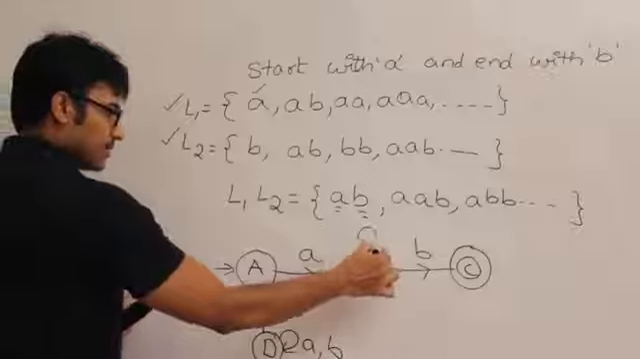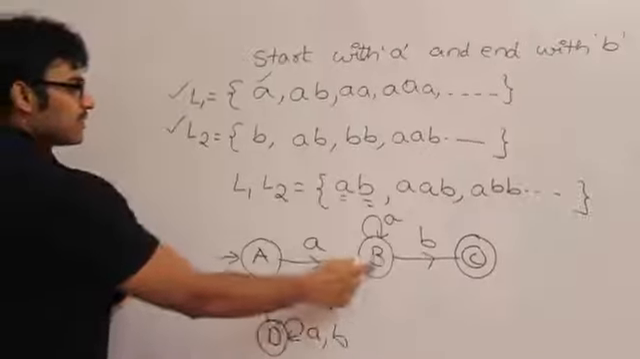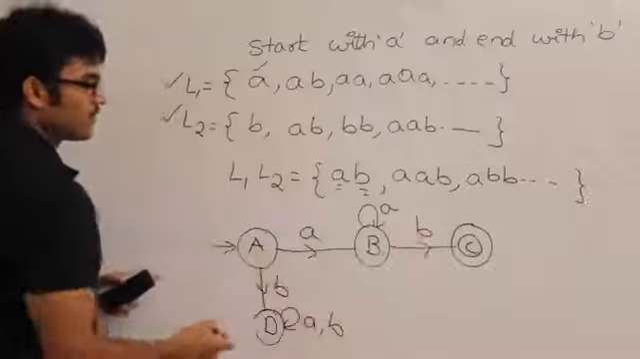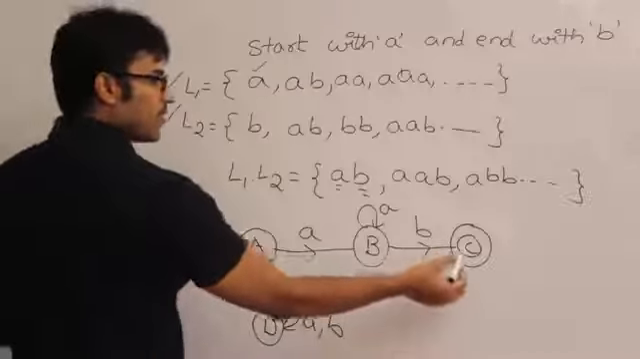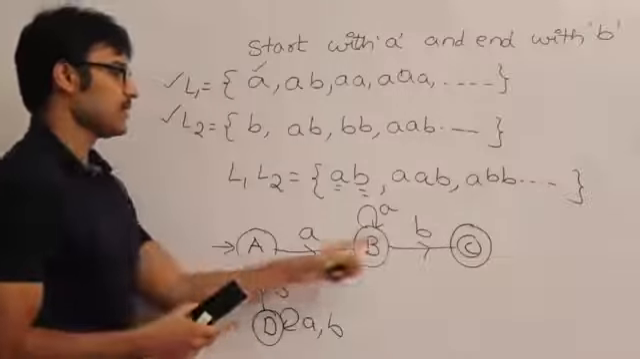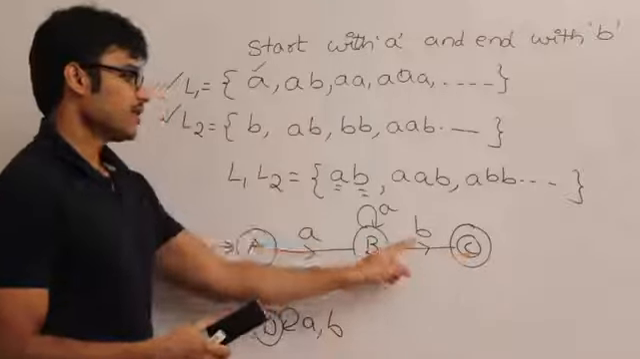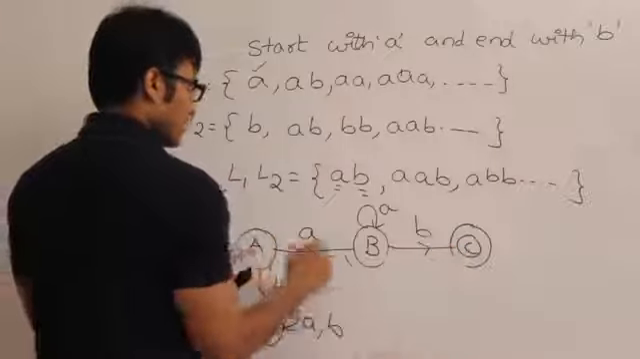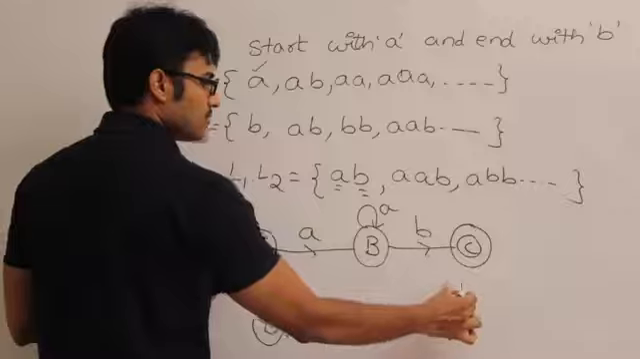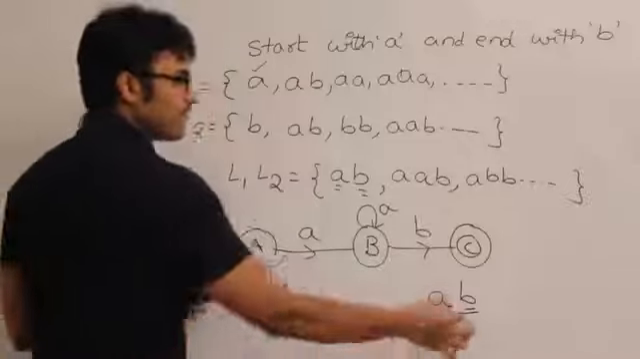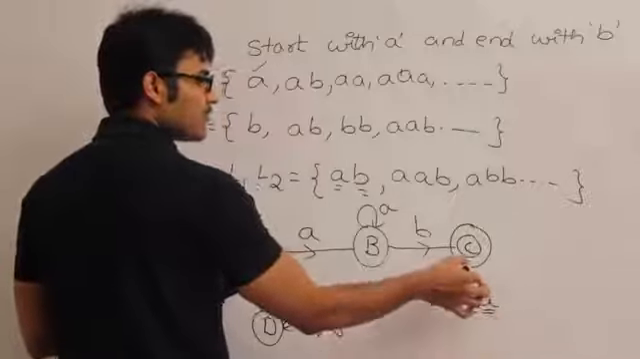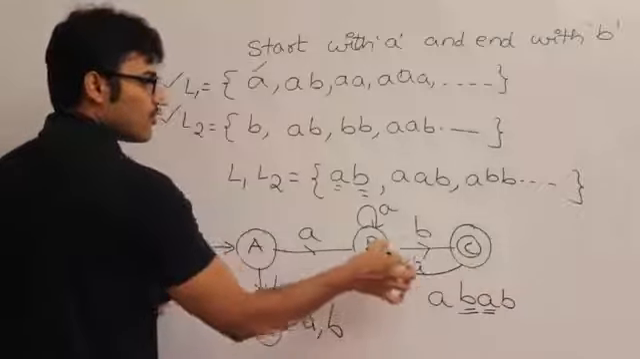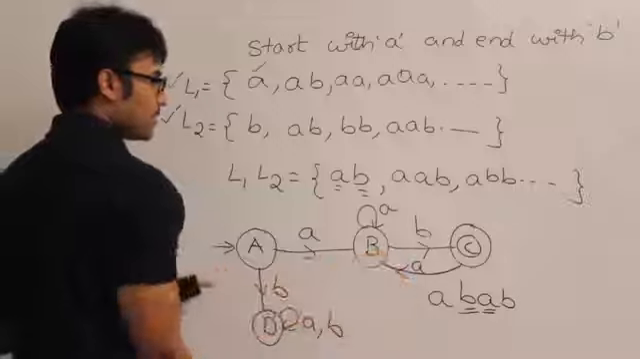So for any number of A's, it should not change the state. It is waiting for the b. Once it sees b, it will think that this is the last b and send it that way, right? And what does C do? Whenever we reach C, we are ending with B. We reached C on seeing AB, all these strings ending with B. Now if I see A, C has to wait for one more B to accept it.